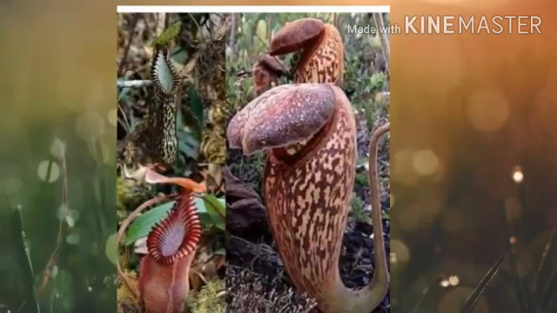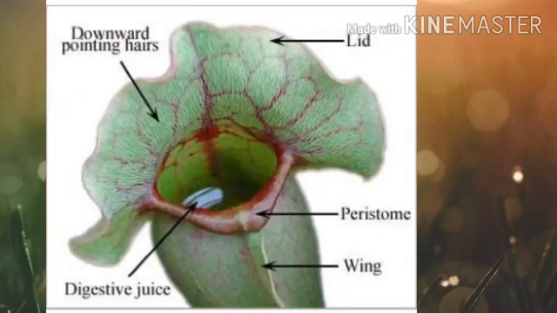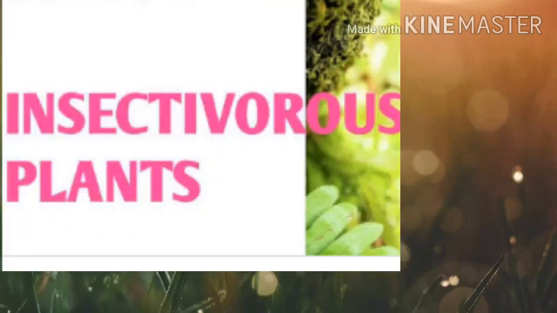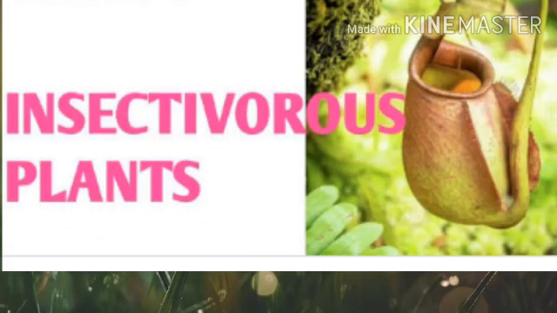So, when an insect lands in the pitcher, the lid closes and the trapped insect gets entangled in the hair. The insect is then digested by the digestive juices which are secreted in the pitcher. Such insect-eating plants are called insectivorous plants.